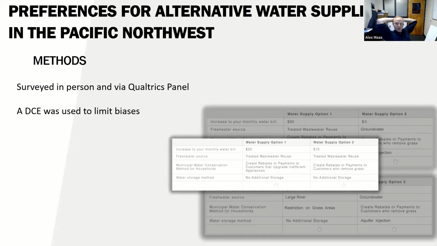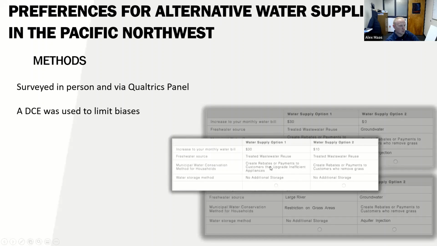We used a discrete choice experiment specifically because it can limit biases. There's some other advantages there too. But basically when we say discrete choice experiment, we just mean we ask people to pick between different options. So if you had a water supply option 1 that is going to add $30 to your water bill, or water supply option 2 that's going to add $10, right? Water supply option 1 also is going to be treated wastewater reuse, right? Okay, that's option 2 also.